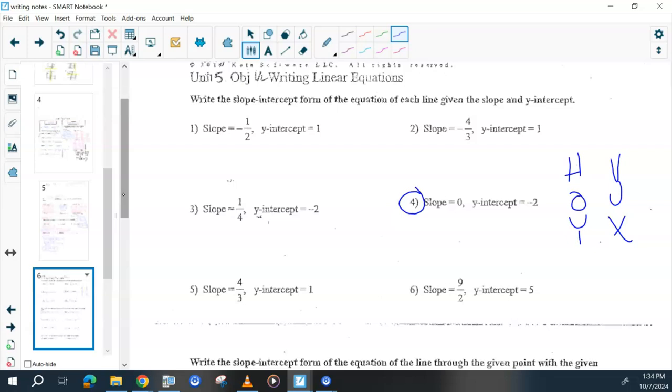Which type of equation would this be? So horizontal, or your y equals. Now, you could start off your y equals mx+b by putting 0x minus 2, but that cannot be your final answer because 0x doesn't make sense, it would just be 0. So your final answer there would have to be just y equals a number. You can't have 0x, because that would just be 0. Okay, yes.